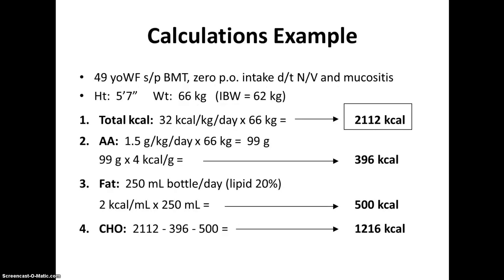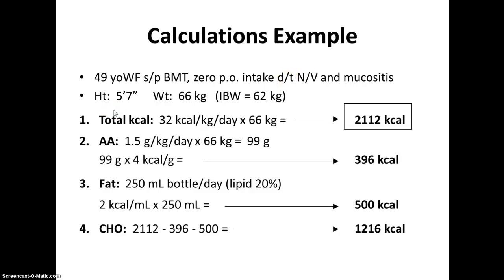Okay, so let's walk through an example of these 7 steps and how we come up with a TPN prescription that the pharmacy can prepare and dispense. So in this case, we've got a 49-year-old white female, status post bone marrow transplant. She currently has 0 PO intake due to nausea, vomiting, mucositis, and all these problems are very typical of somebody who's undergone a bone marrow transplant where the high-dose chemotherapy has wiped out not only the bone marrow but a lot of their GI tract cells and taking its toll on some other things.